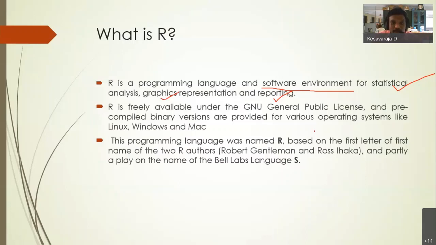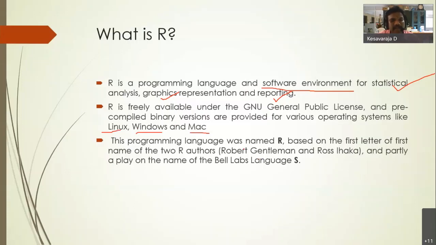So it's an open source software. It's completely freely available on the internet. It's completely open source software, which is supported on the Linux operating system, Windows operating system, as well as Mac. So R programming supports Linux, Windows, as well as Mac operating systems.